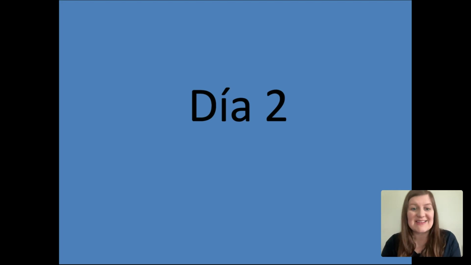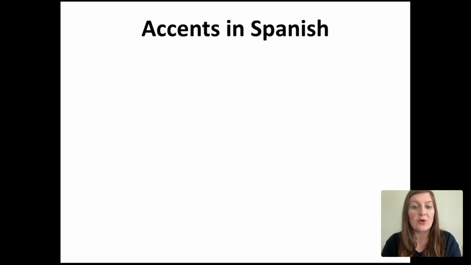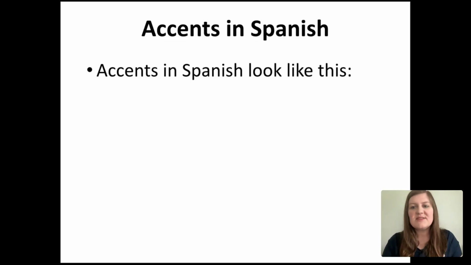So today is day 2 of our alphabet notes, and today we are going to be learning about accents, which is something that we don't have in English. And I don't mean like an accent when you speak, like howdy y'all, not that kind of accent. What I mean by that is an accent of a mark going over a letter. So the accents in Spanish look like this.